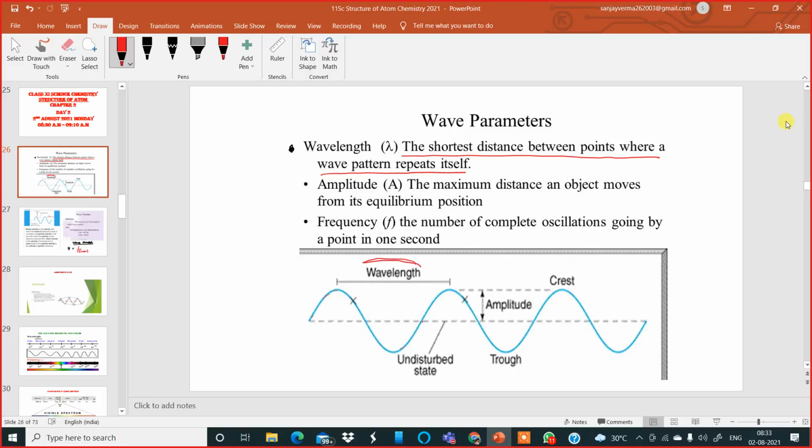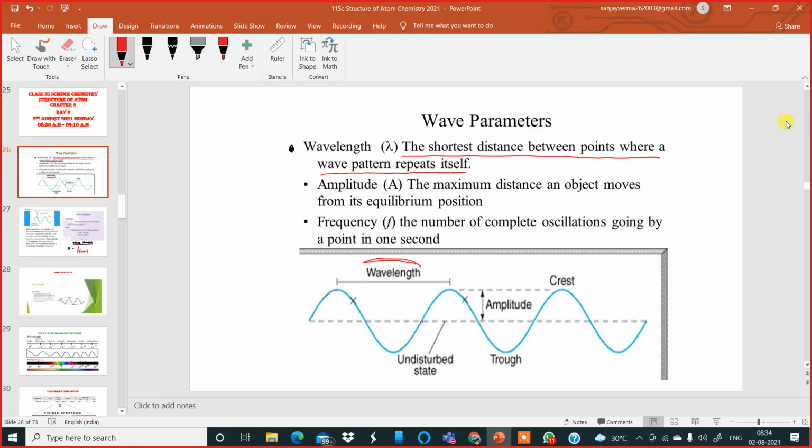Now wavelength, as you have seen, is very small. It is generally measured in angstrom or nanometer or picometer or micrometer, depending upon its length.